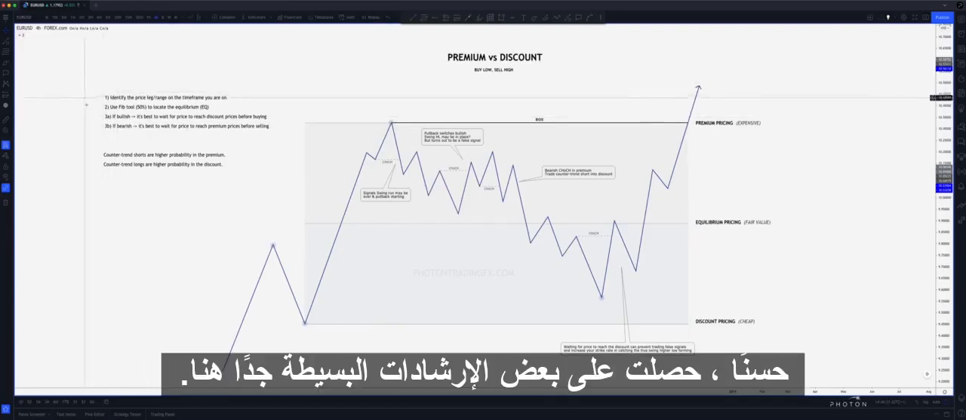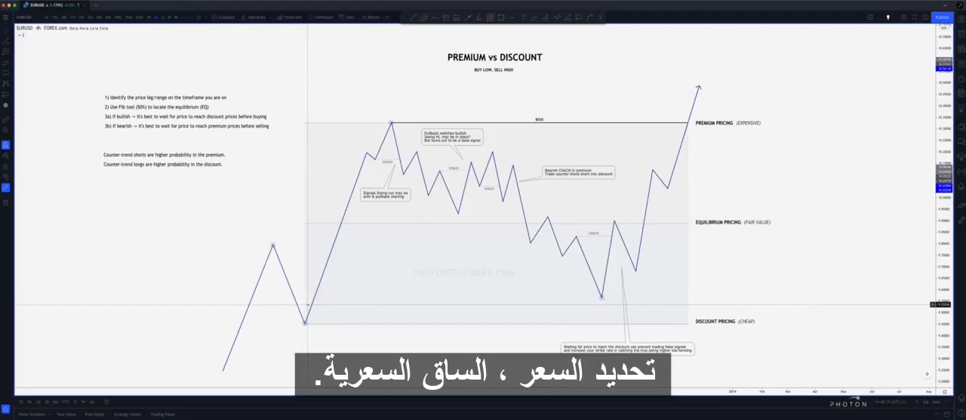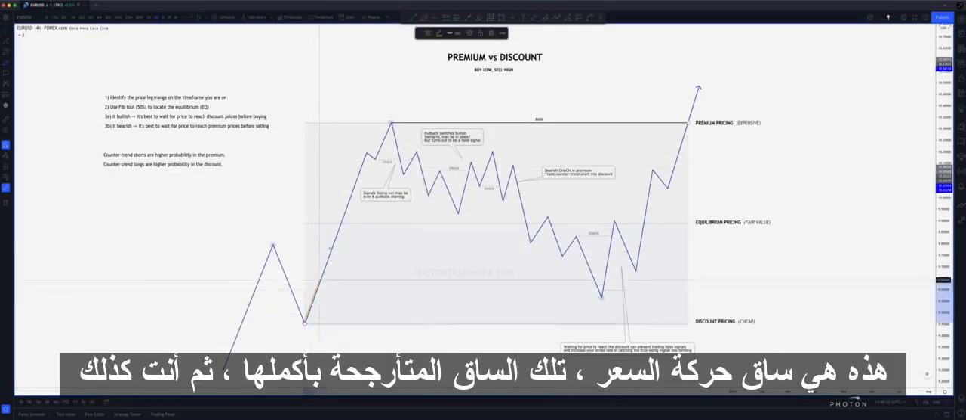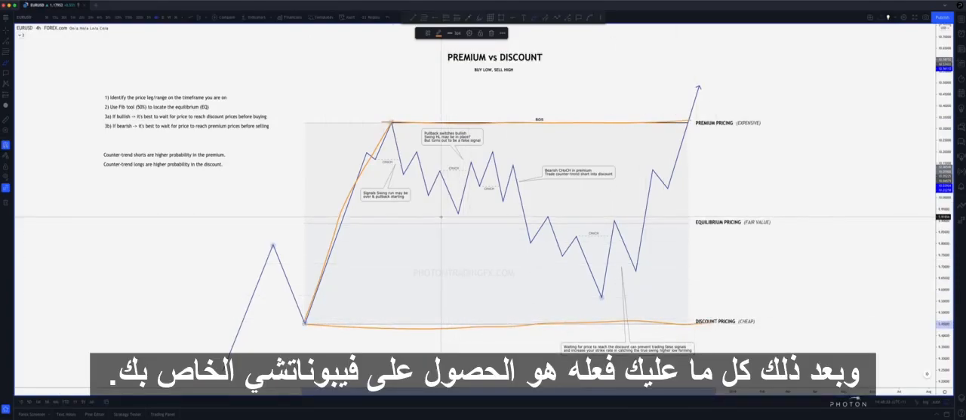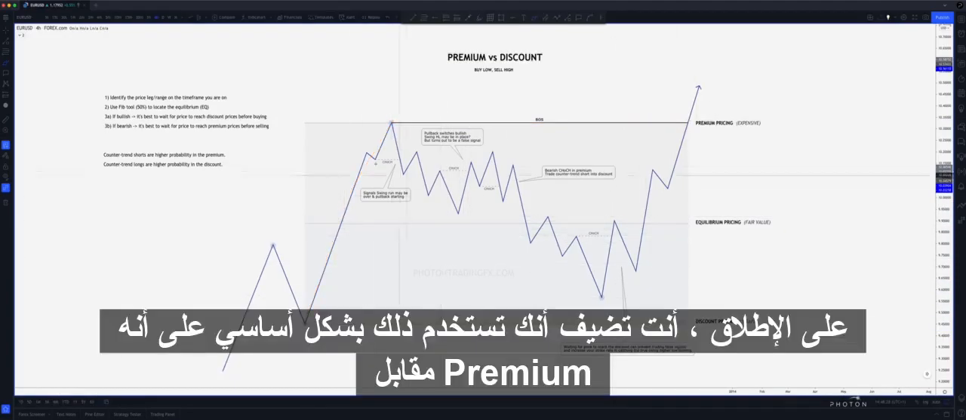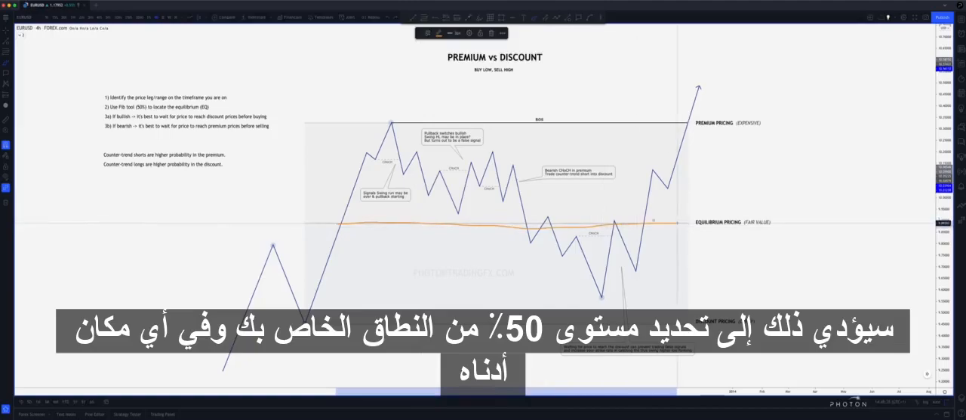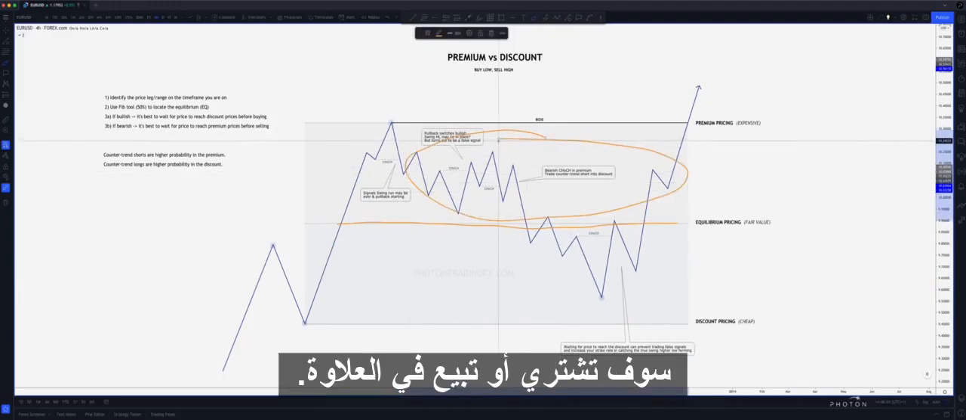So I've got some very simple instructions over here on the left hand side of what you want to do, which is identify the price leg. Essentially this whole swing leg run up here is the leg of price action, and then you are playing within this swing range. All you do is get your Fibonacci tool and use that as your premium versus discount. You draw it between the low and the high, and that will mark out the 50% level of your range. Anywhere below the equilibrium, you're buying in the discount. Anywhere above, you'll be buying or selling in the premium.